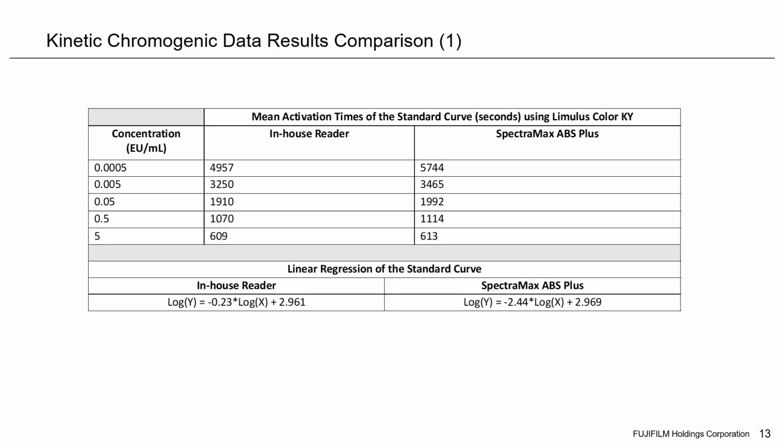We also did a very similar comparison with the same readers, just with that chromogenic assay, and you can see here the standard curve range now encompasses the entire standard curve that we had, and you can see the activation times. Once again, we're seeing for the SpectraMax ABS Plus reader a slight lengthening of those activation times. You can see the linear regression of the standard curve here that we see.